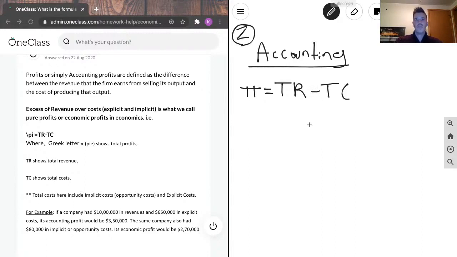So this might be things like, under this umbrella here, made up of explicit costs. So that might be like the fixed cost that it takes to run the business, and the variable cost is the cost that comes with every unit sold.